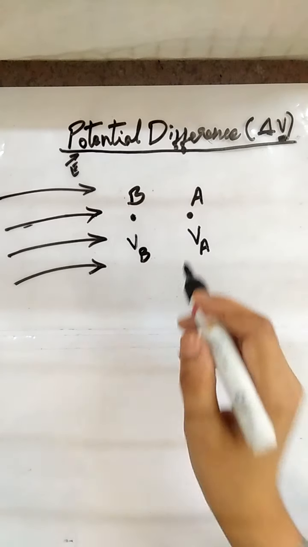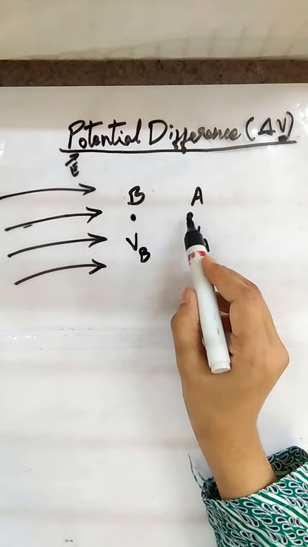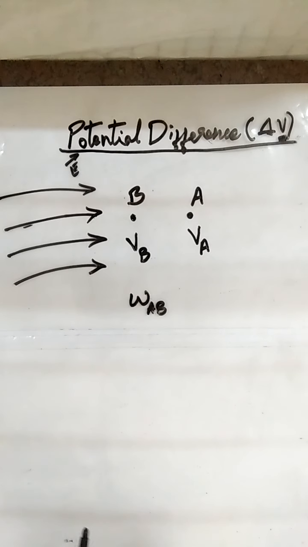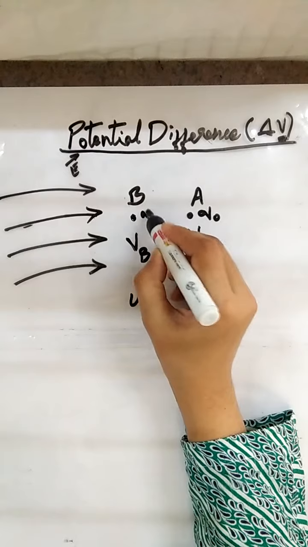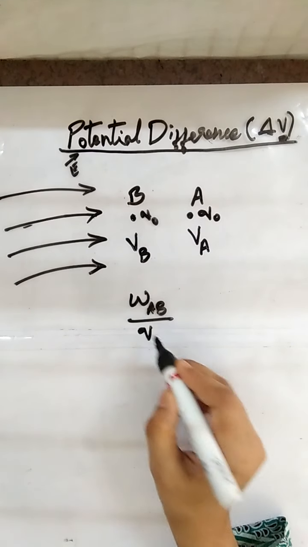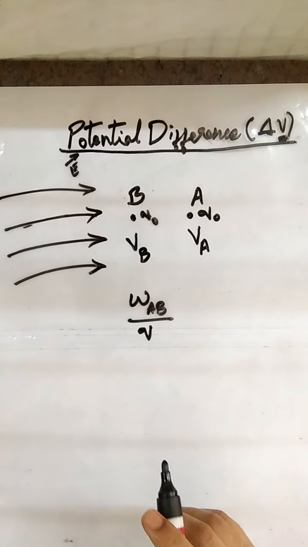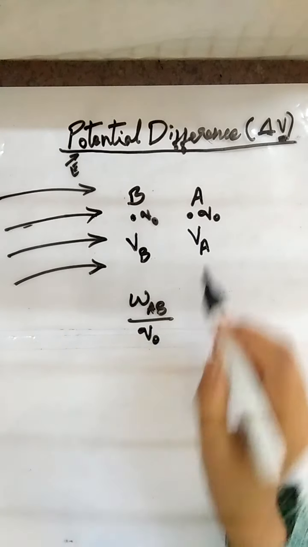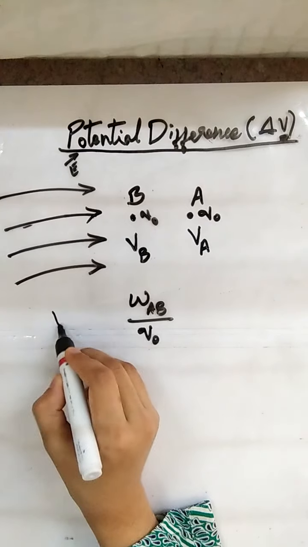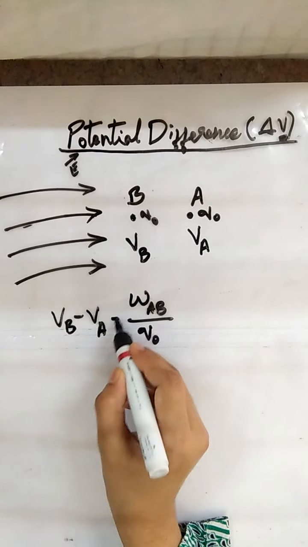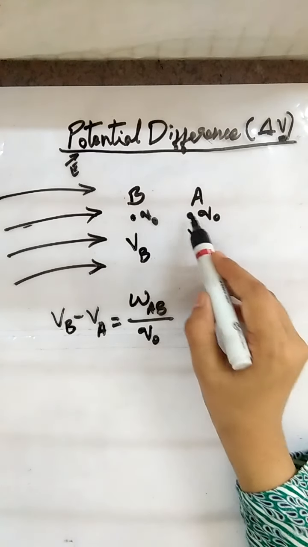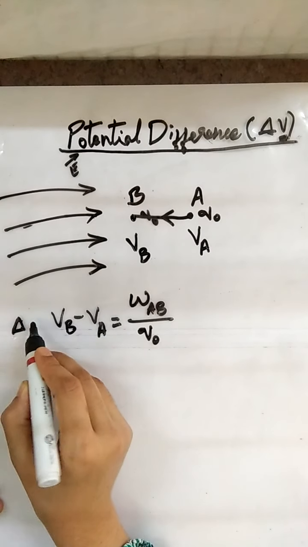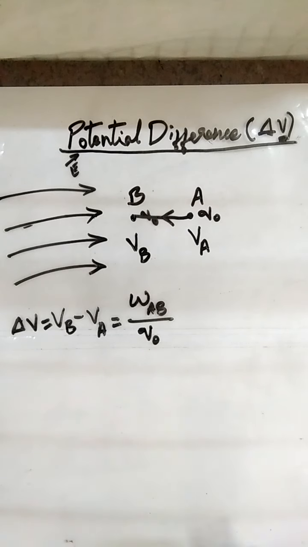Now, yesterday you also learned what is the work that you have done to bring it from A to B. I am calling that WAB. What is the charge that you are bringing? It is Q naught, or any charge Q. Now, the unit positive charge Q naught. So, WAB divided by Q naught. Since you are bringing it from A to B, I can write it as VB minus VA, which is equal to the work that you do to bring Q naught from A to B. From here to here you are bringing. So that is nothing but the change in potential, or potential difference, delta V.